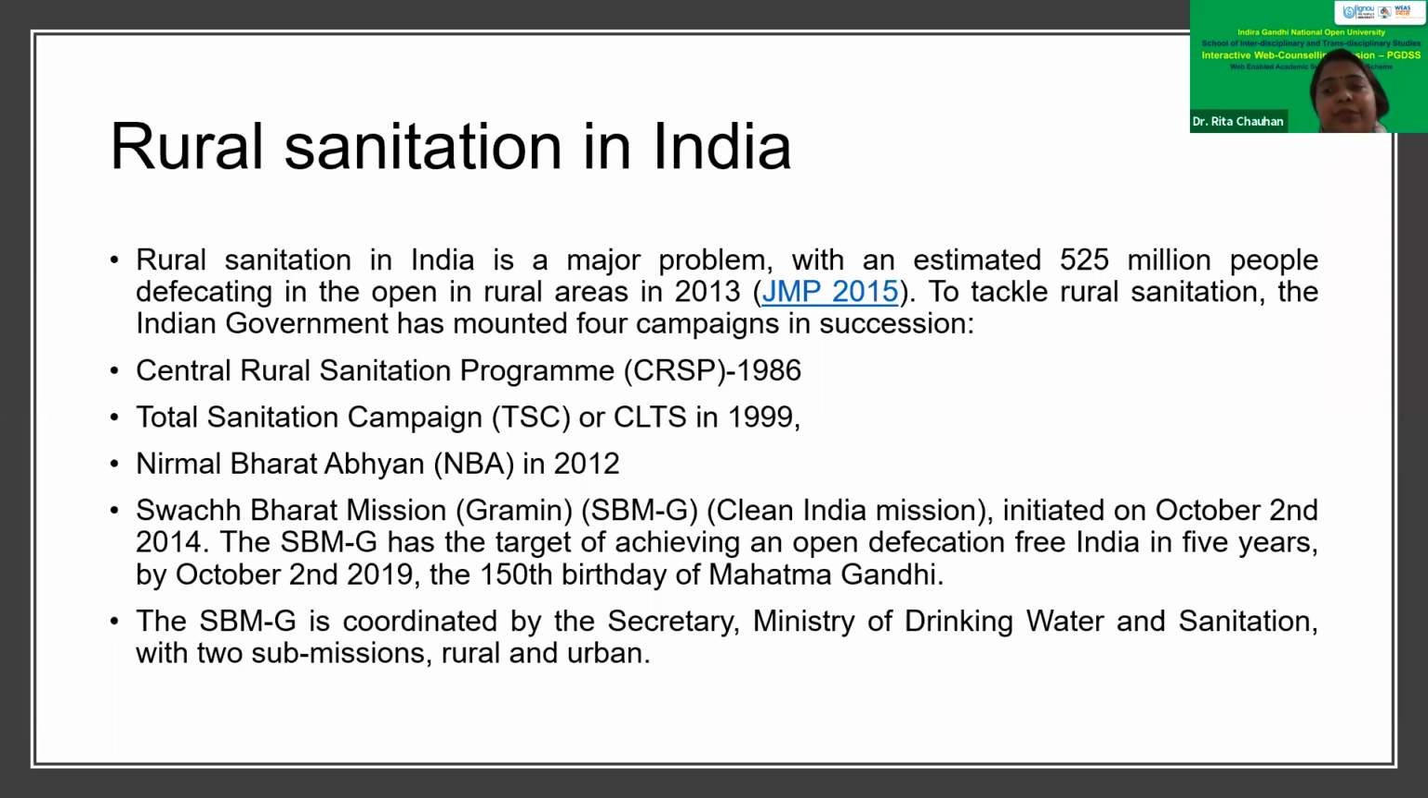Initially, this Clean India mission was mainly for Gramin areas. And it was decided in 2014 that by 2019, which is the 150th birthday of Mahatma Gandhi, Swachh Bharat Mission Gramin, at rural level, will achieve its open defecation free status in 5 years. That is, from 2014, within 5 years, all the rural areas will be open defecation free. This Swachh Bharat Mission Gramin is coordinated by the Ministry of Drinking Water and Sanitation, and now it has moved to urban areas also.